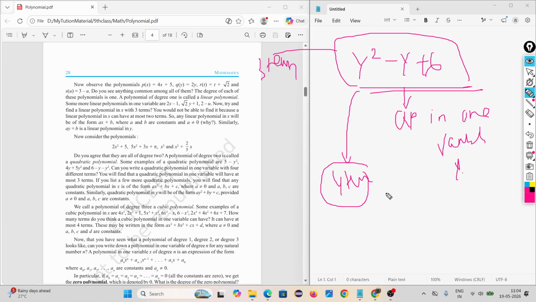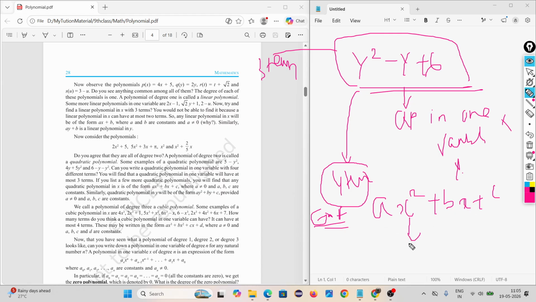How? Tell me. Sir, y cube plus y square. If you have y cube, is it a quadratic polynomial? No, sir. We can't. That means the general form is ax square plus bx plus c.